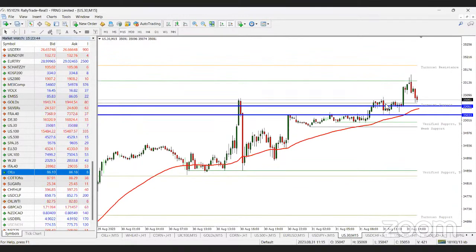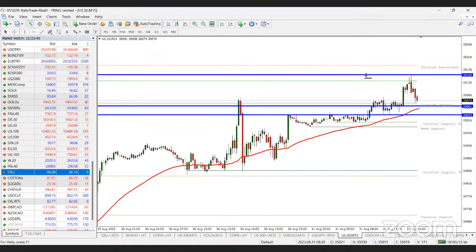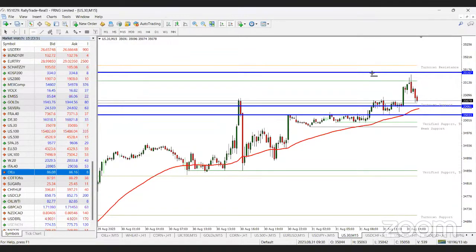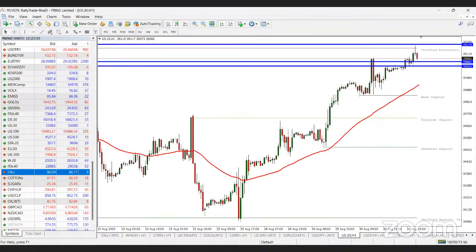If it continues, especially if we have 2 consecutive bearish candle close below the 50-period moving average, we can continue scalping a sell.